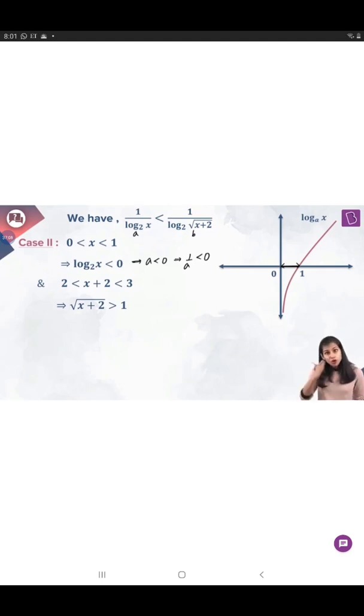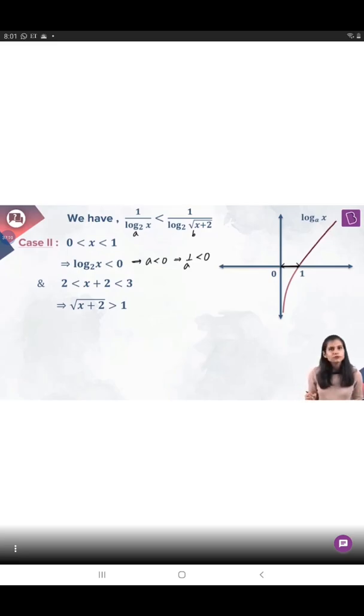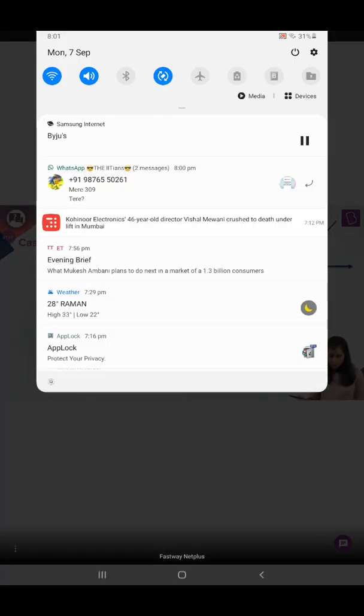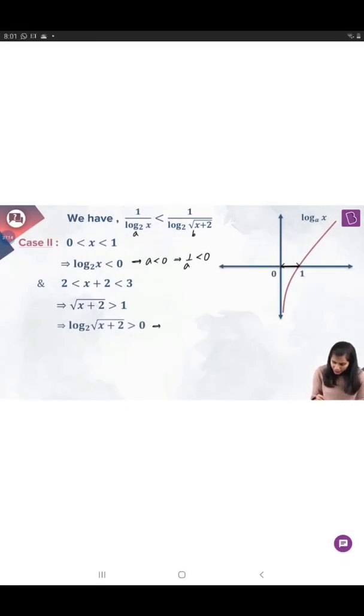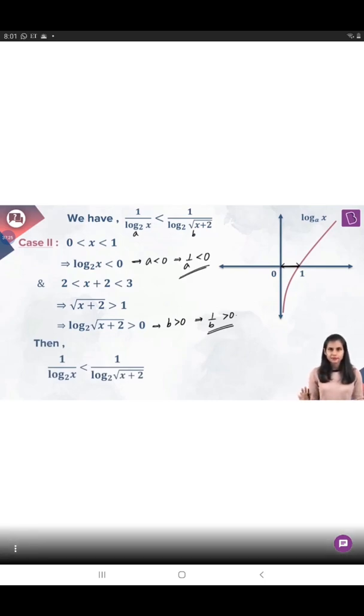If it's greater than 1, that means log of this root over x plus 2 will be greater than 0. If input is greater than 1, its log is greater than 0. So from here I'm getting B is greater than 0. If B is positive, its reciprocal is also positive. So what are you getting? You are getting 1 by A is negative, 1 by B is positive. Your inequality is this. This is 1 by A and this is 1 by B.